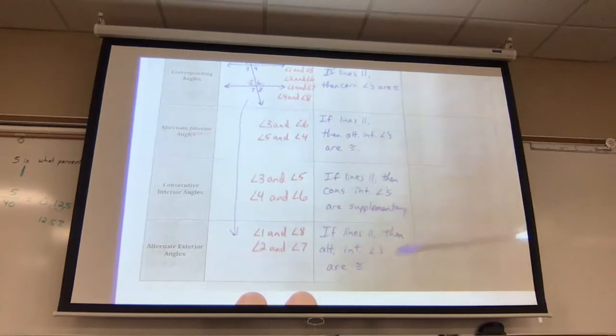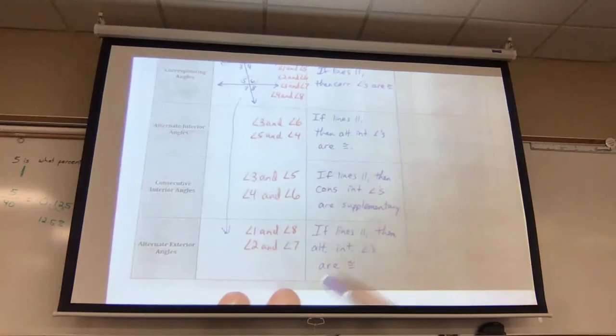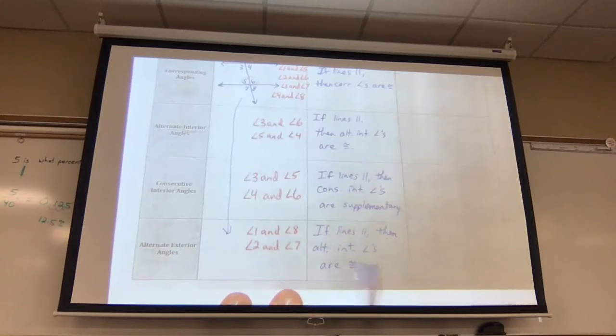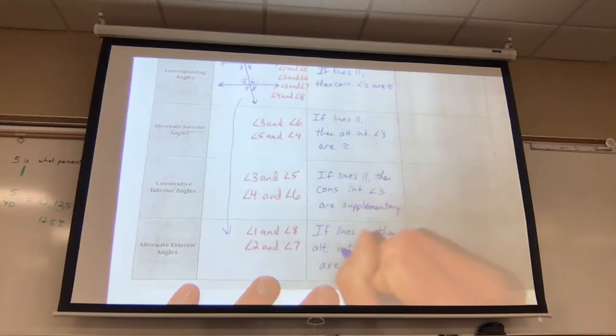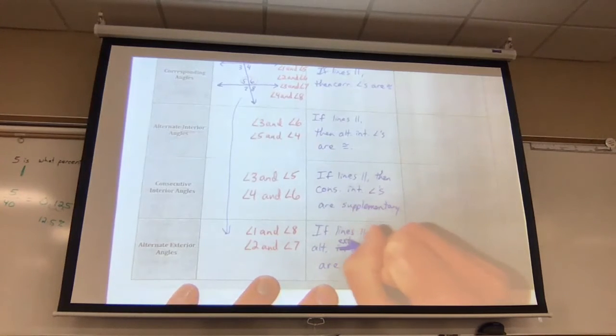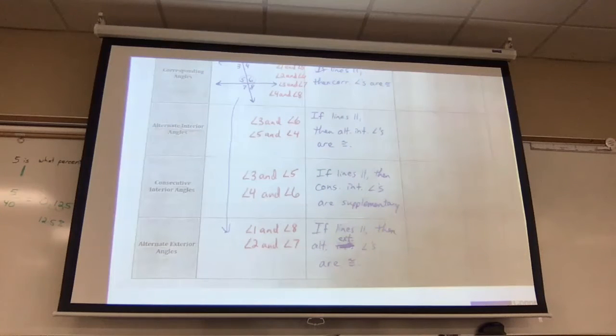And then I'm going to skip down to the bottom one, alternate exterior. Same thing happens with alternate exterior. If your lines are parallel, then your alternate exterior angles will be congruent to each other.